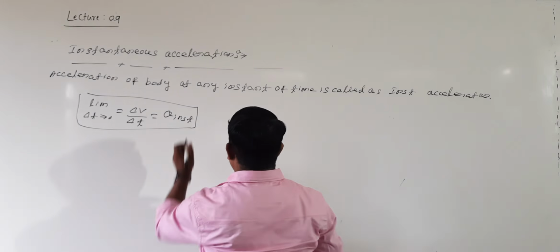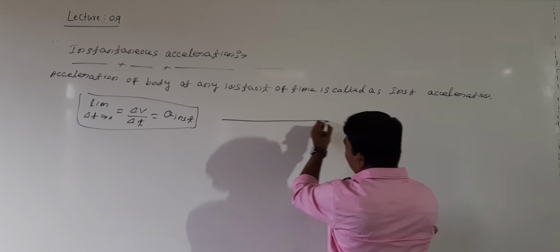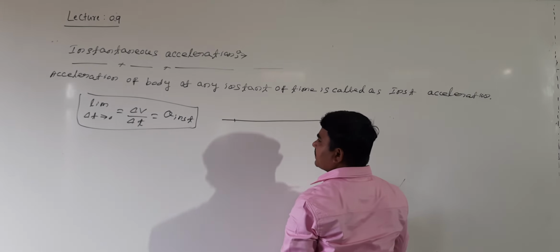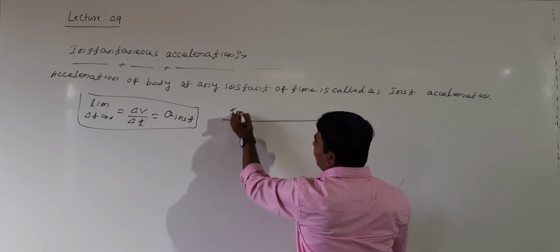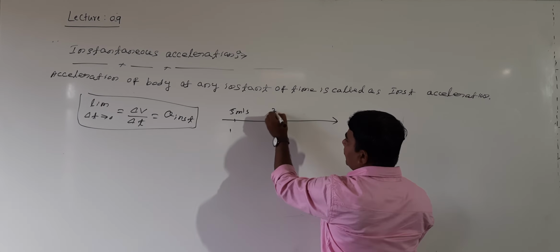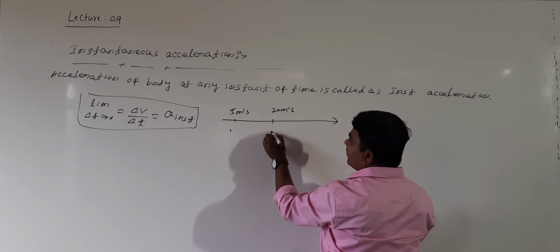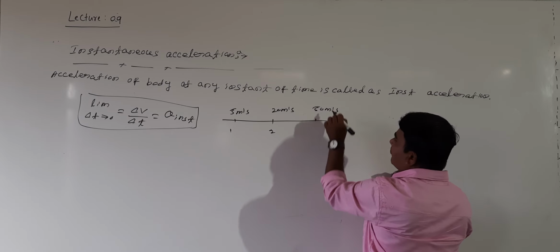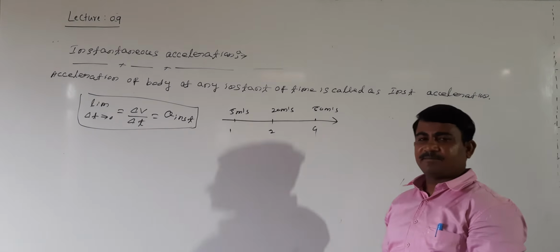Consider an object or car that is moving in a straight line path. This is an object moving in a straight line path. We know the velocity at any point. See here, here the velocity how much? 5 meter per second in 1 second. Here how much velocity? The velocity may be 20 meter per second in 2 seconds. Here the velocity may be 50 meter per second in 4 seconds.